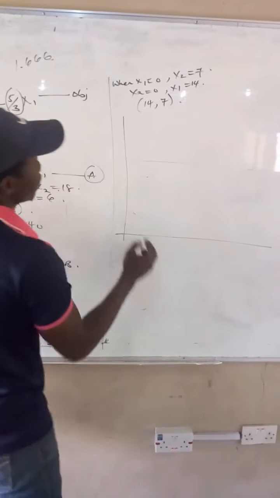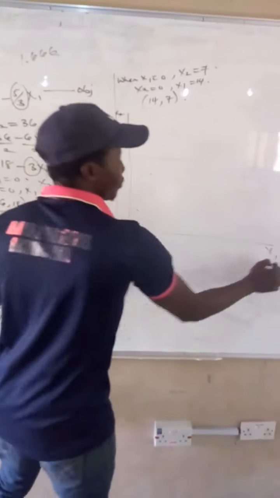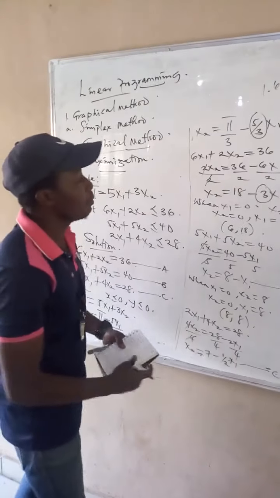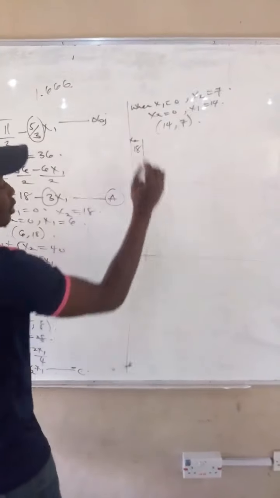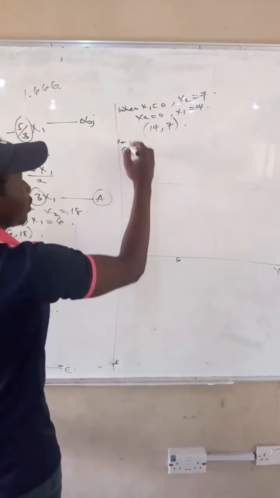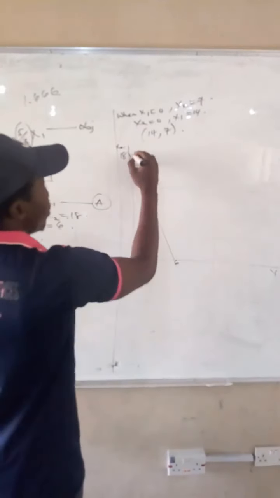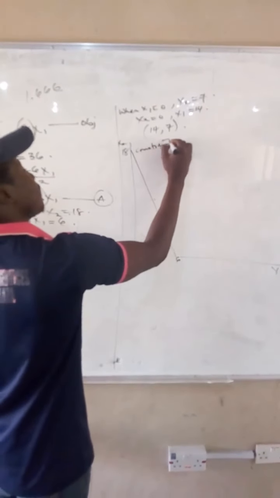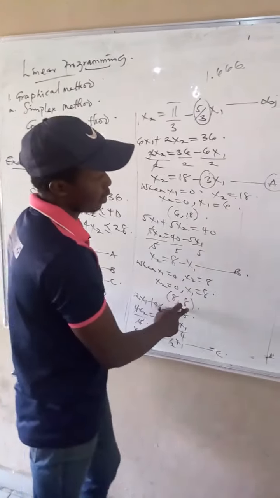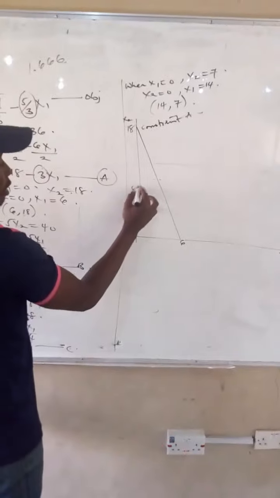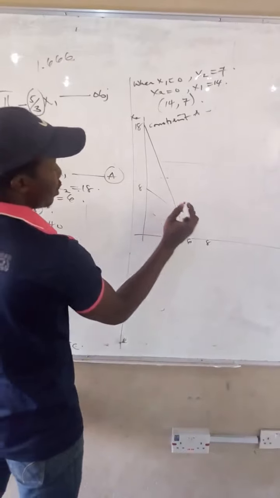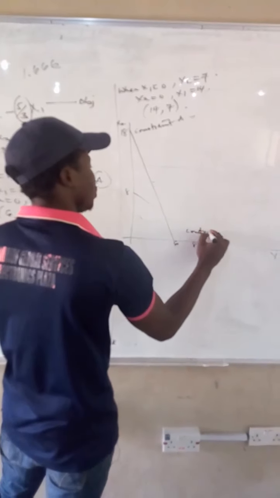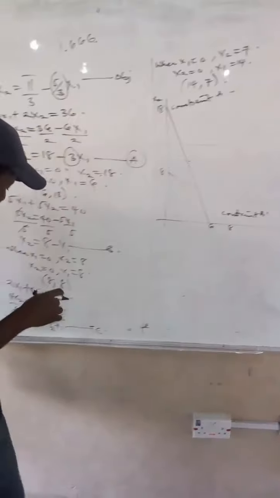You have something like this. You're having x2 and x1. From constraint A, you're having 6 and 18. So here you're having 18, and let's say you're having 6. You plot it down, then you call this constraint A. You go to the second one, where we're having 8. So you're having 8 here and 8 there. You trace it down and call it constraint B.